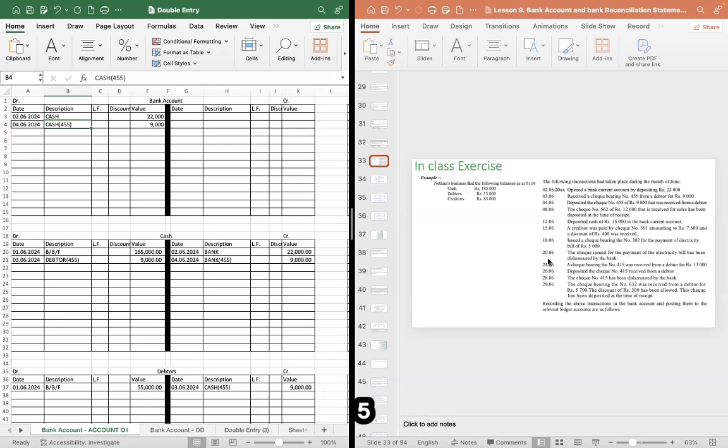The check number 562 of rupees 12,000 that has been received from sales has been deposited at the time of the receipt.